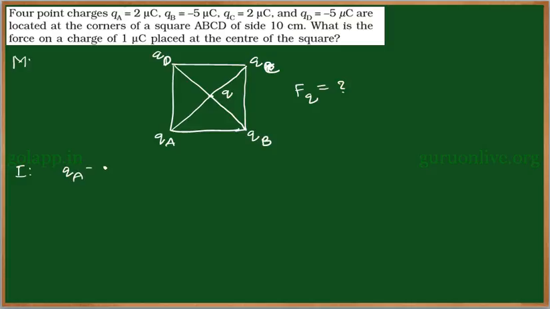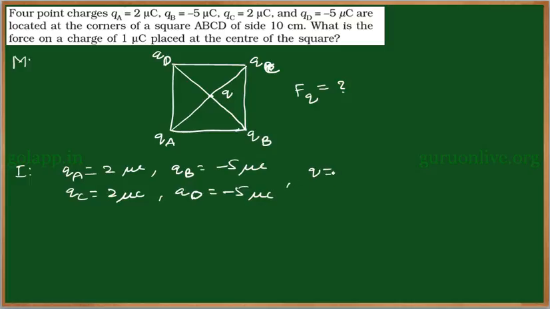QA is equal to 2 microcoulomb, QB is equal to minus 5 microcoulomb, QC is equal to 2 microcoulomb, and QD is equal to minus 5 microcoulomb. And the small charge kept at the center is q equal to 1 microcoulomb, and the side of the square is 10 centimeters. To find the net force, I want to resolve.